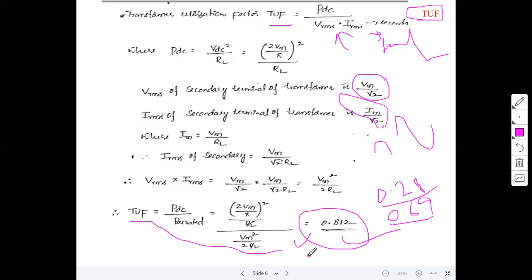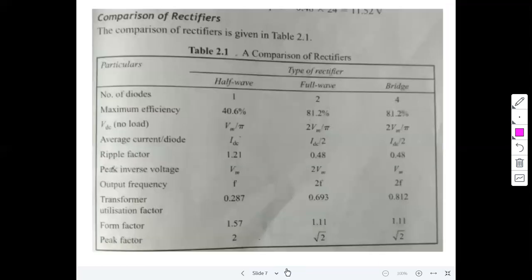And the remaining parameters are all the same as the center tap transformer full wave rectifier circuit. What are the remaining values? Efficiency, then VDC, right? Ripple factor, then output frequency, form factor, peak factor. Okay, all are the same as the center tap transformer full wave rectifier. Only two parameters differ. One is the TUF and another one is the PIV. Okay, this is the one comparison table here.